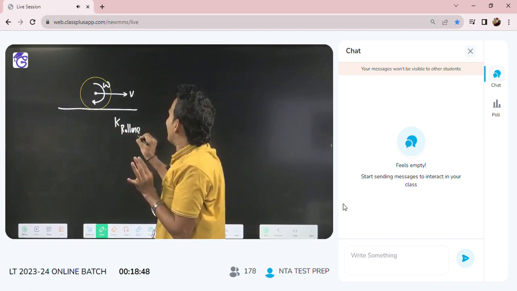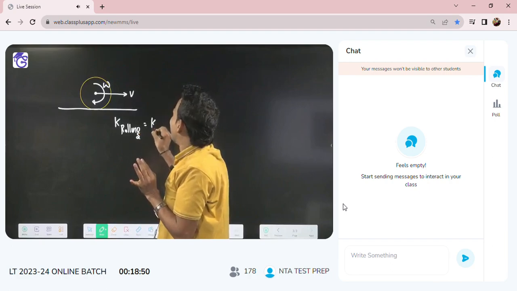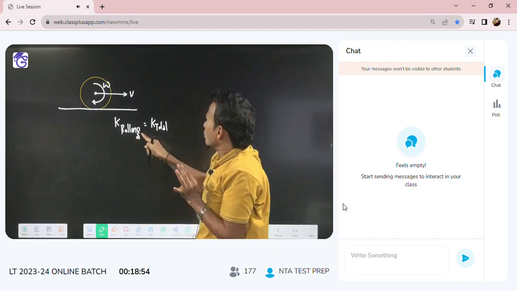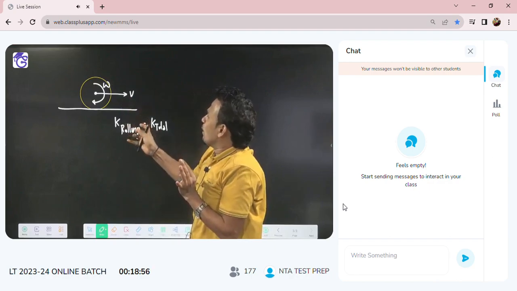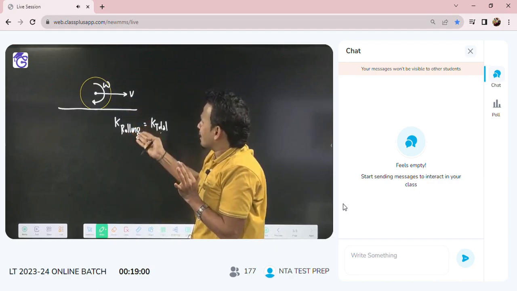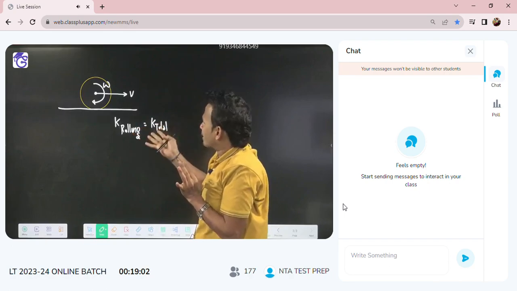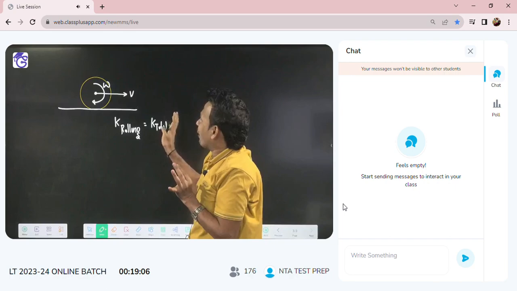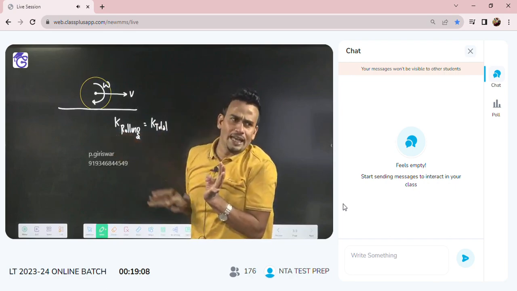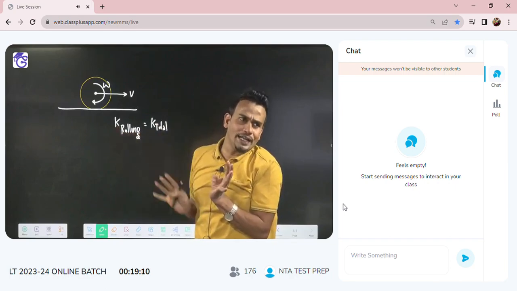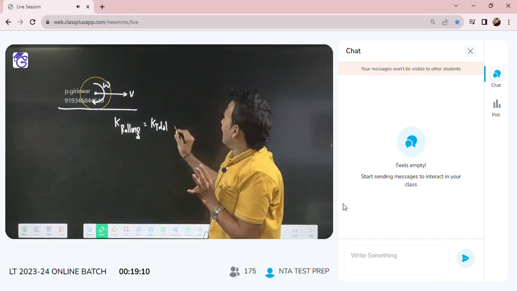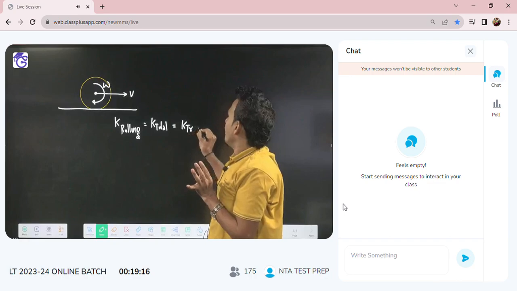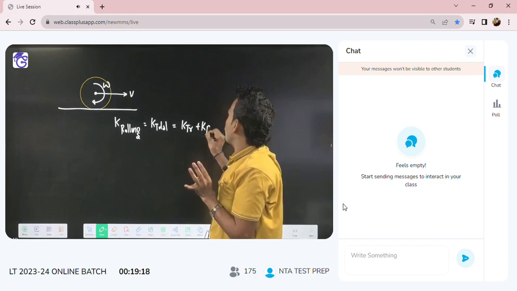Rolling kinetic energy means total kinetic energy, because you know rolling means translation plus rotation. So if this body is rolling, this rolling body will have translational kinetic energy also, rotational kinetic energy also, that we call total kinetic energy, and that we can also write as rolling kinetic energy. And this total kinetic energy, you know already, is kinetic energy translation plus kinetic energy rotation.